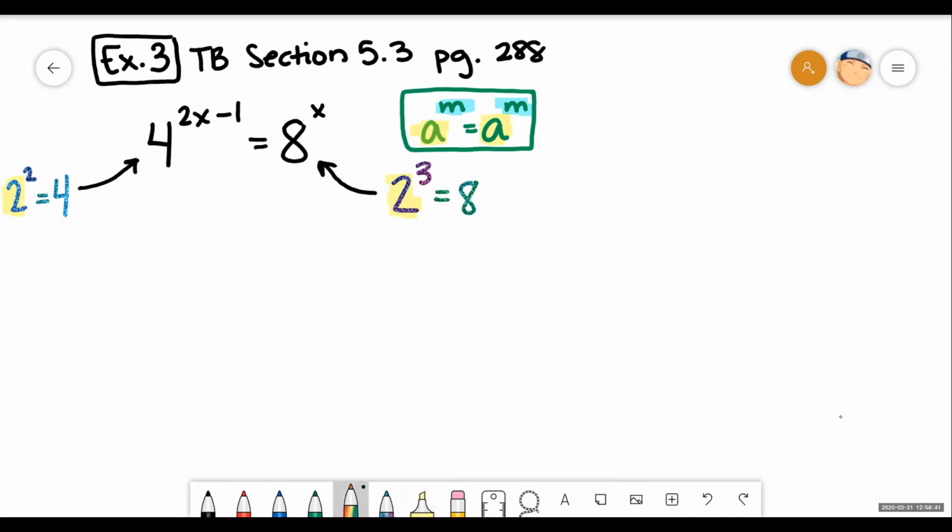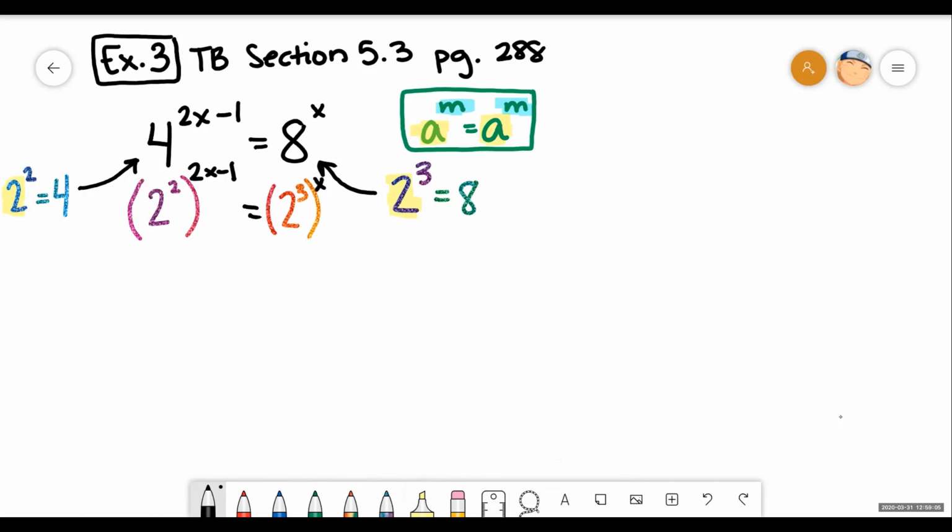So plugging those in, or substituting them in, I should say. Instead of writing 4, I'm going to change this 4 into 2 squared. And instead of writing 8, I'm going to change that 8 to 2 cubed. Okay, and then I'm going to fill the rest in. I've got my exponent 2x minus 1 and my exponent x over here on the right.